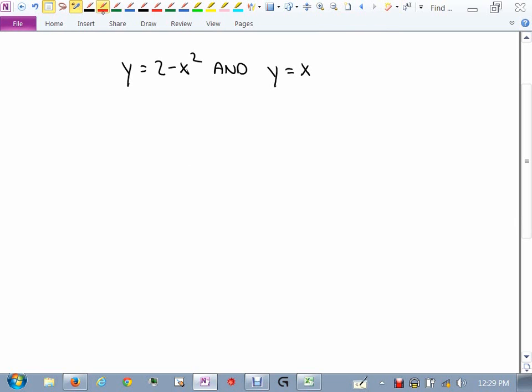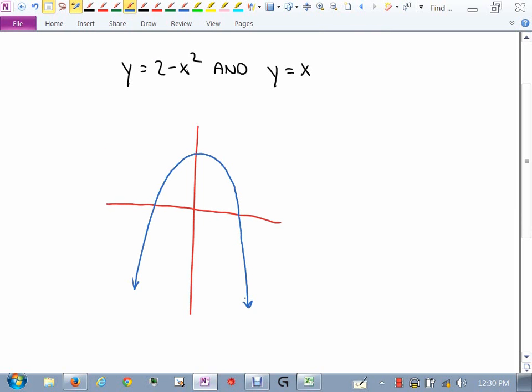All right, so here we go. Our drawing: 2 minus x squared looks like this, a parabola, right? y equals x is the diagonal, right? I want the region bounded by the two. It's this. I want the center of mass of that.